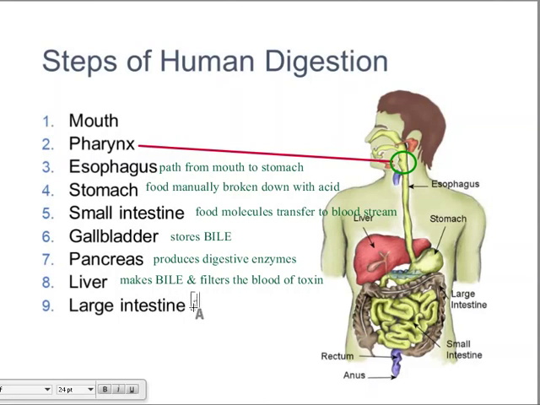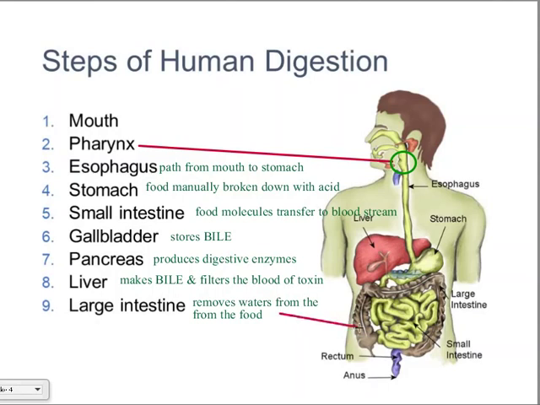The large intestine removes water from the food. Well, it's not from what was the food. All right, so if you're dehydrated, you might get constipated because the body's taking water from the large intestine instead of letting it soften your stool.